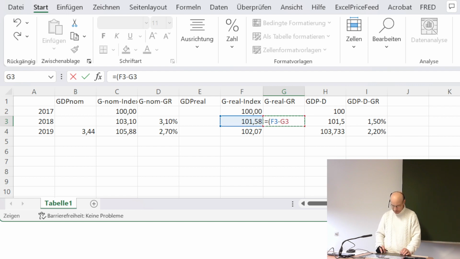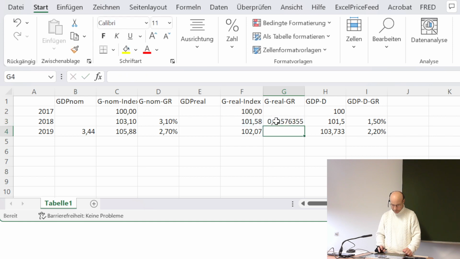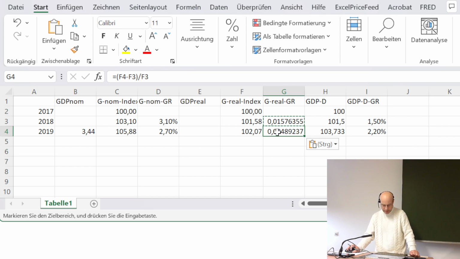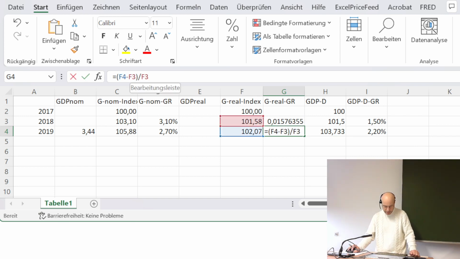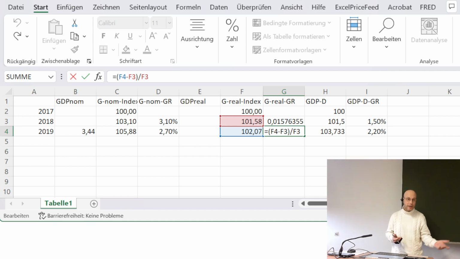So in our case here, for 2018, we have to calculate 101.58 minus 100 divided by 100. And this we can then move downwards. And if we click in here, then you see, of course, not dividing by 100, but of course dividing by 101.58. So the difference then 102.07 minus 101.58 divided by 101.58.